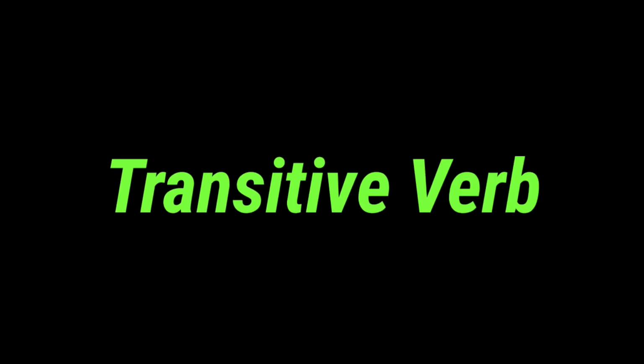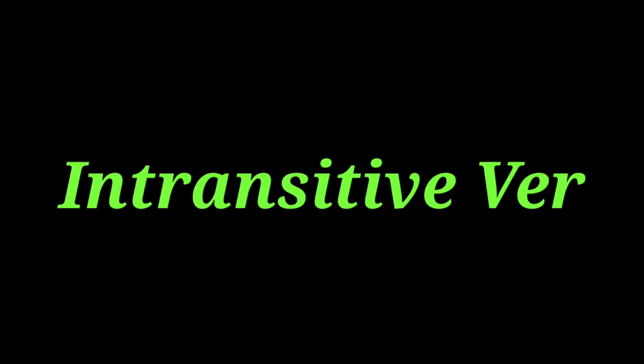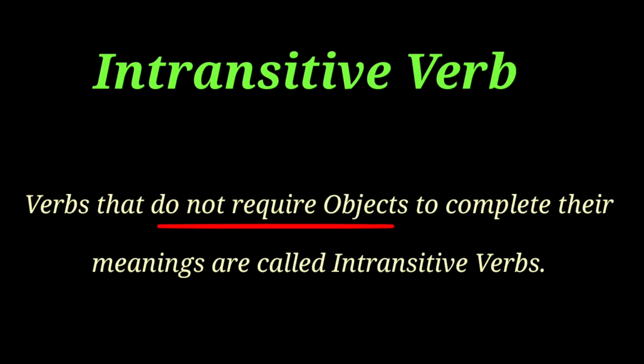So, what's a transitive verb, children? Yes, a verb that requires an object to complete its meaning or sense is called a transitive verb. Now let us see the intransitive verb. Verbs that do not require objects to complete their meanings are called intransitive verbs. So, what is an intransitive verb, children?